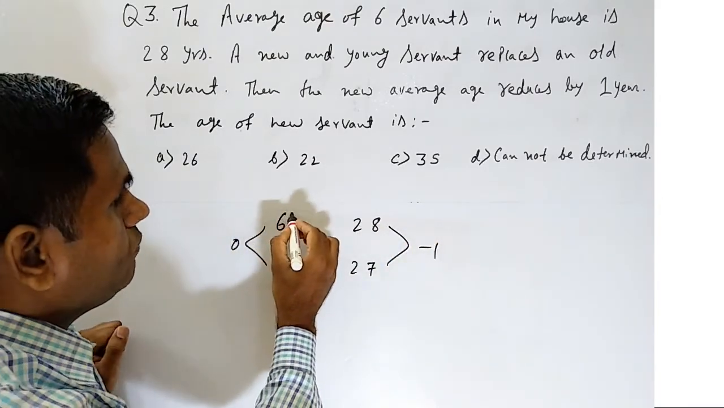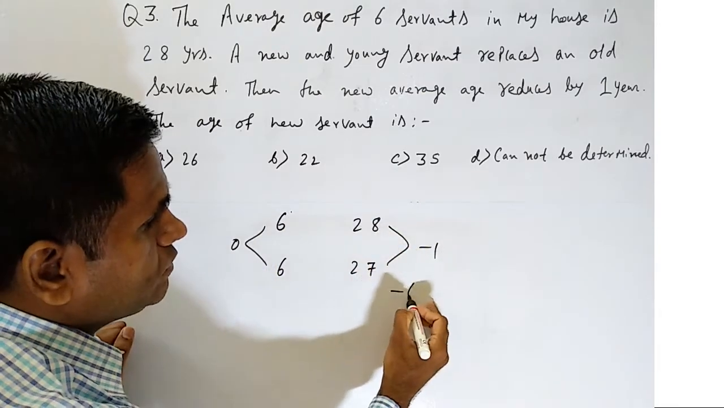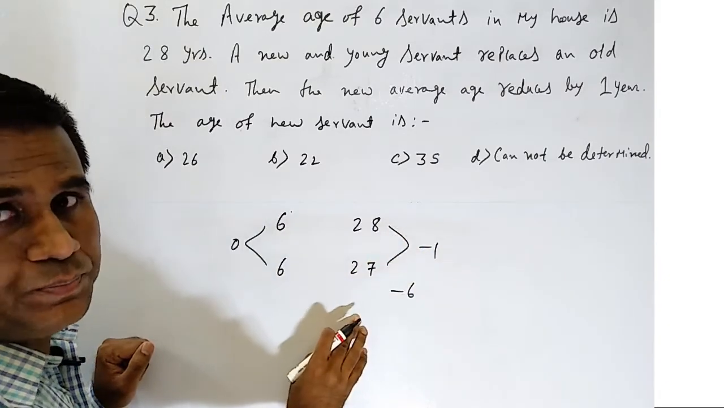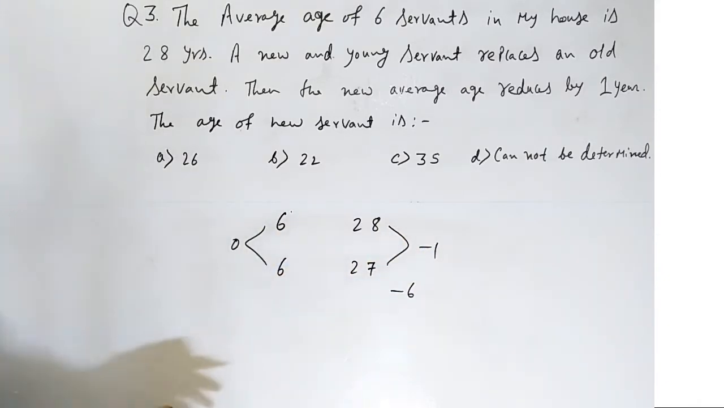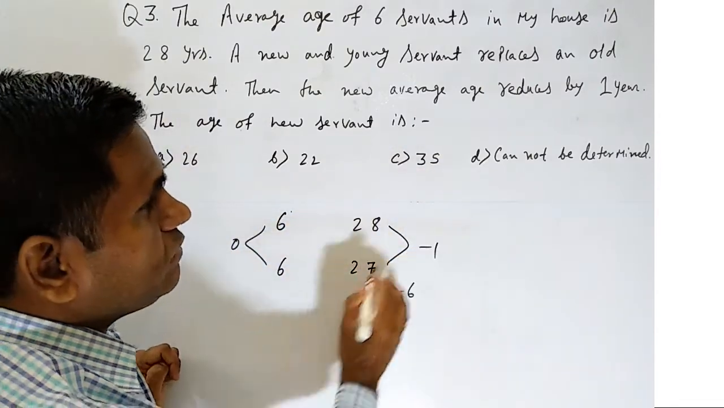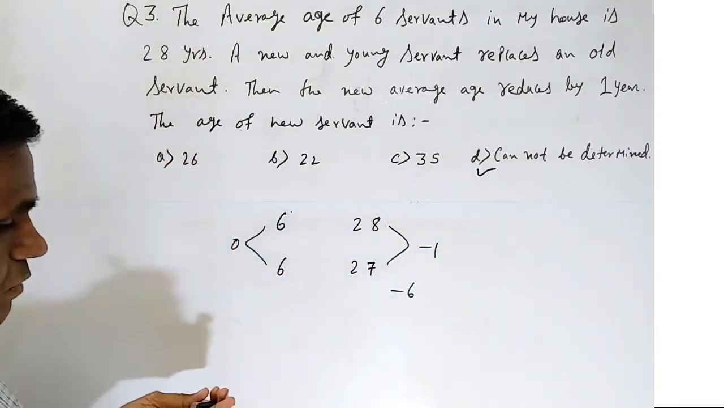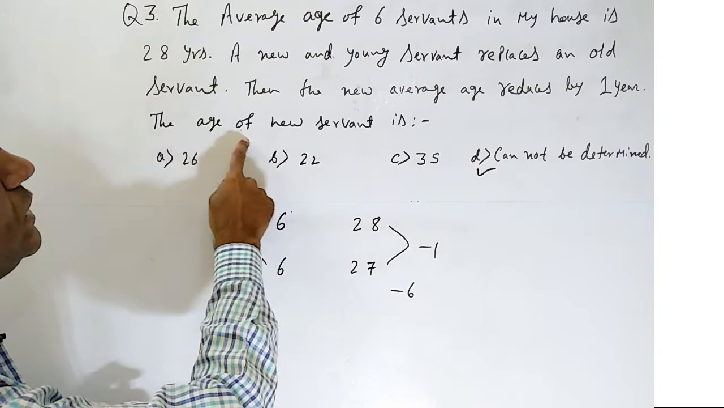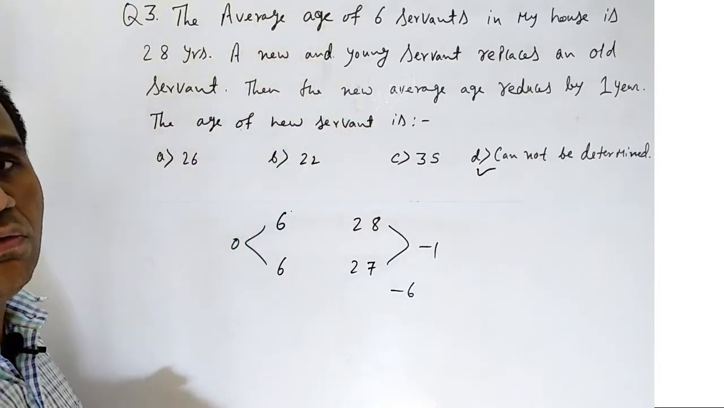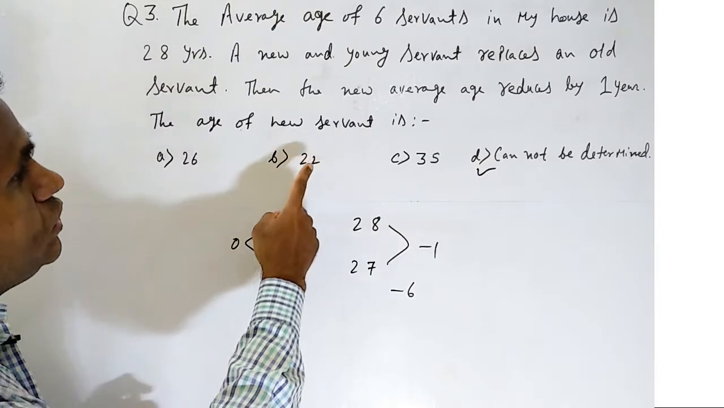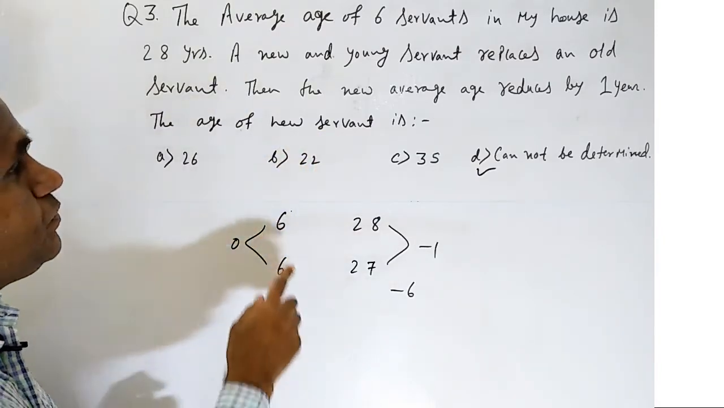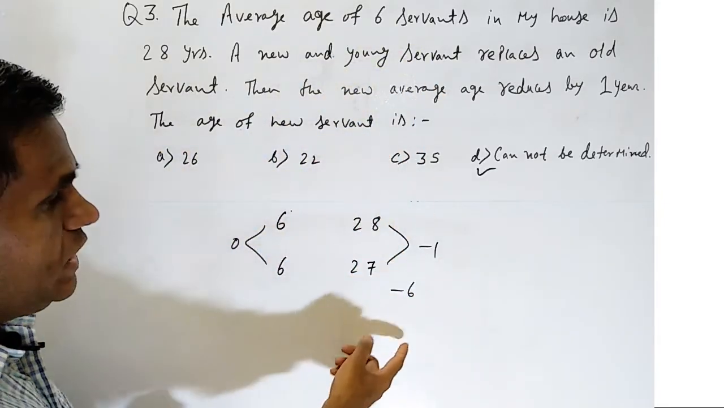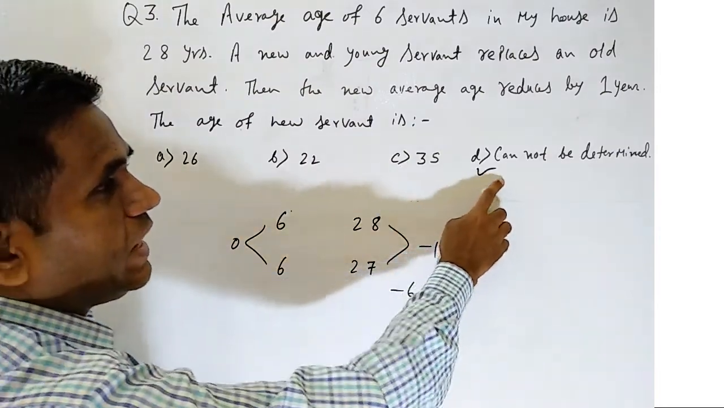Okay, so if we multiply 6 and -1, it becomes -6. So here it cannot be -6. Okay, so in this case the answer will be cannot be determined. Why? Because in this type of question, always remember, to find out the age of the new servant, or if it is asking the age of the old servant, they should give one more age. Here it is asking the age of the new servant, so they should give the age of the old servant, then only we can determine. Otherwise the answer is cannot be determined.